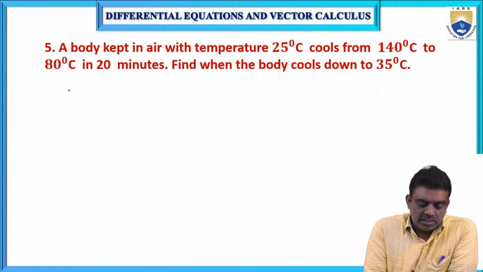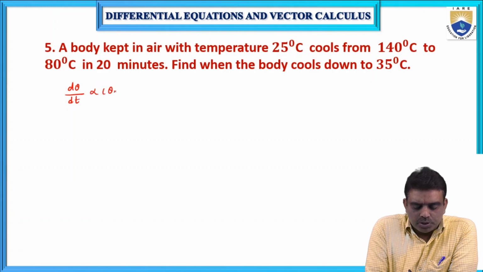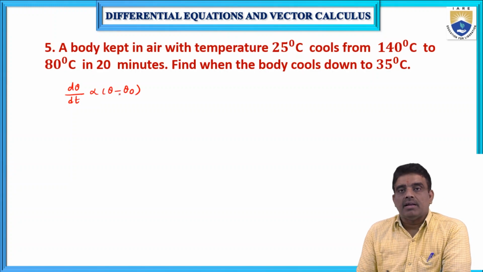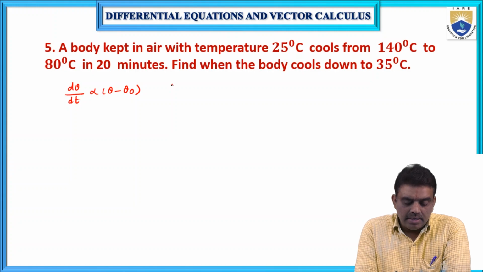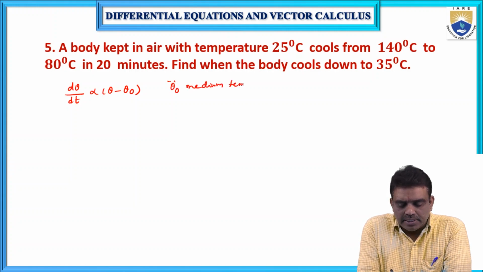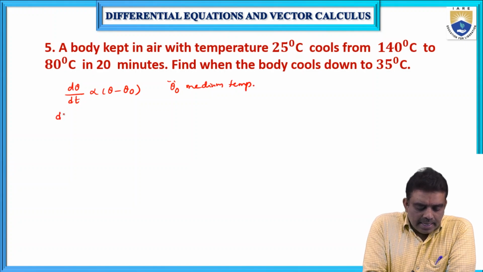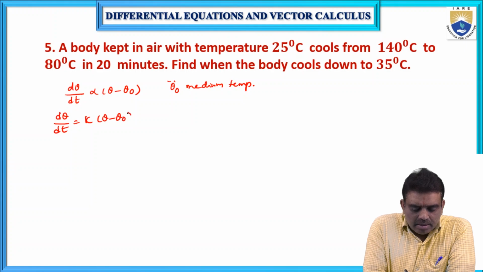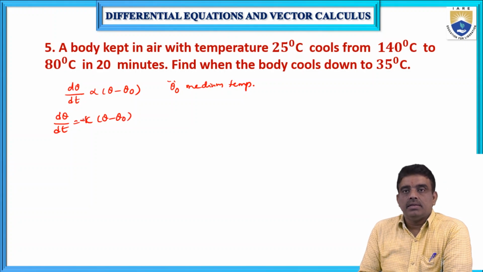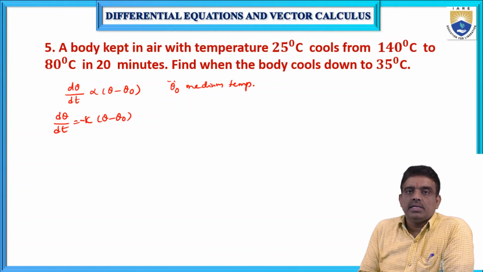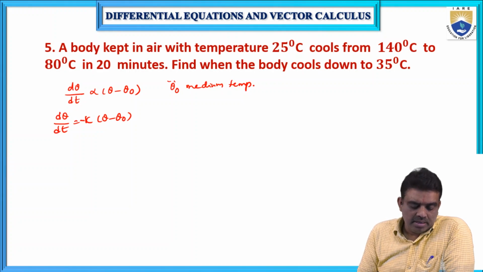So what is Newton's law of cooling? The rate of change of temperature with respect to time is directly proportional to theta minus theta naught, where theta naught is the medium temperature. Then what I can write, d theta by dt is equal to k into theta minus theta naught with negative sign, where k denotes the cooling effect of the body.